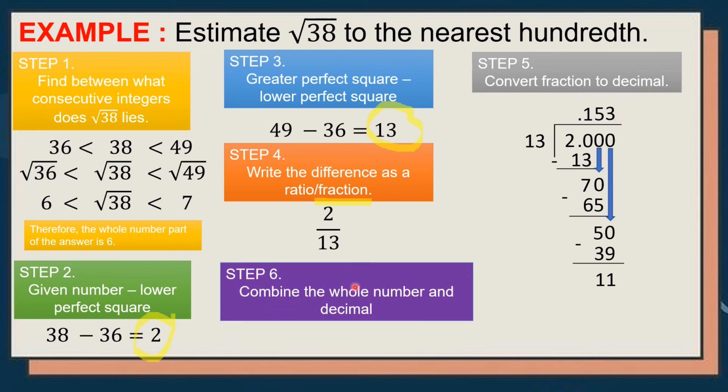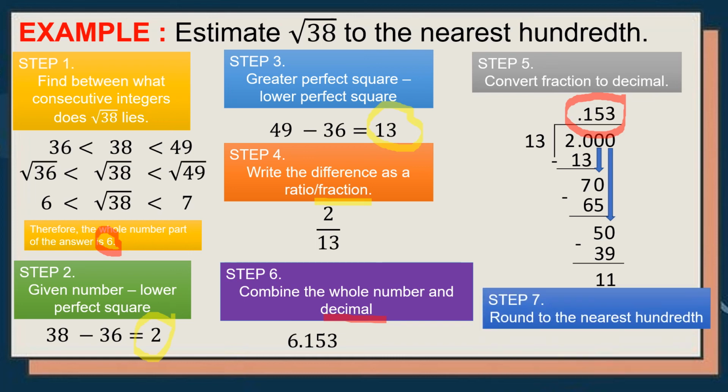For step number 6, we are to combine the whole number and the decimal. The whole number that we got earlier in step number 1 is 6. And the decimal that we got in step number 5, we combine them. So by combining the whole number and the decimal, we have here 6.153. For step number 7, we have to round it off now to the nearest hundredth.